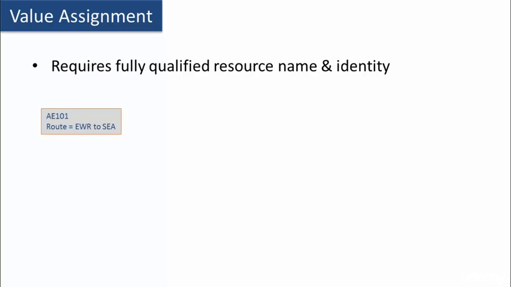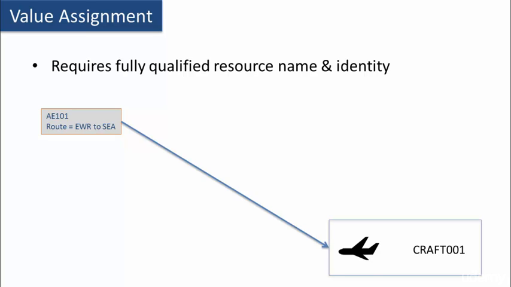So let's say there is a flight AE101 and the logistics team has decided to assign craft 001 to this flight. The way the value will be assigned for the aircraft field in the flight resource is by providing org.acme.airline.aircraft.aircraft, which is the fully qualified resource name, followed by the pound, which is constant, and then you provide the identity of the asset. So this is how you would provide the value for a relationship field.